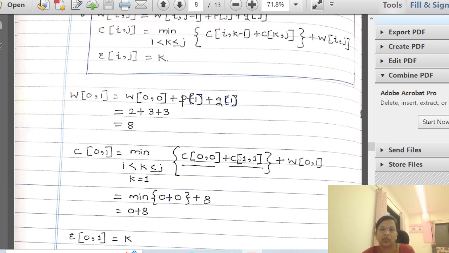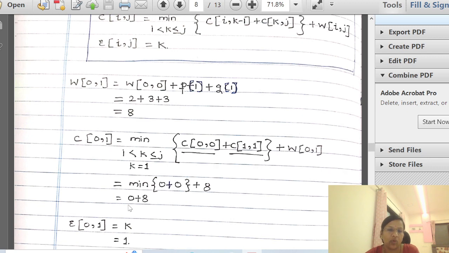So if I substitute 1 here in the formula, it will be C of 0, 0 plus C of 1, 1, and we know whenever i and j values are the same, cost is always 0. So this will be 0 plus 0, that is 0 itself. And W of 0, 1 we have just calculated, that is 8. So minimum of 0 plus 0 is 0, that will be added with 8, and here we get cost of 0, 1 as 8. Now as we have only one possible value of k, that is 1, this k value, that is 1, is assigned to r of 0, 1. So r of 0, 1 here is 1.